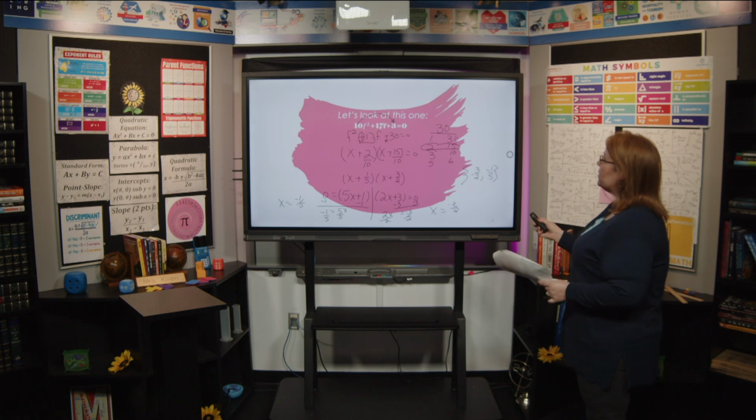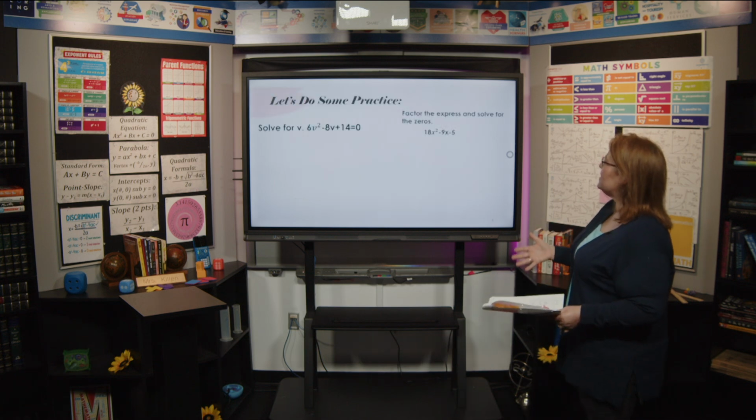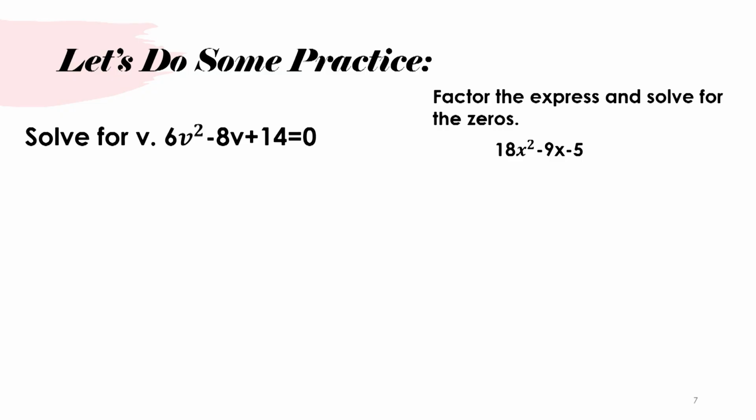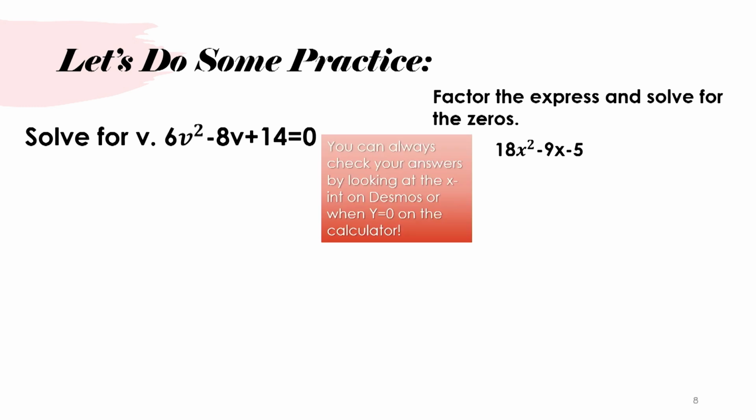All right, so let's look at some more. It says let's do some practice. Factor the expressions and solve for the zeros, all right? So let's go ahead and look at that first one. What do we got? 6v squared minus 8v plus 14 equals 0. We always want to make sure we're doing what? We always want to make sure that we get those greatest common factors out. And we also have our Desmos that can check for our y's. So let's go ahead and work it in pencil and paper.